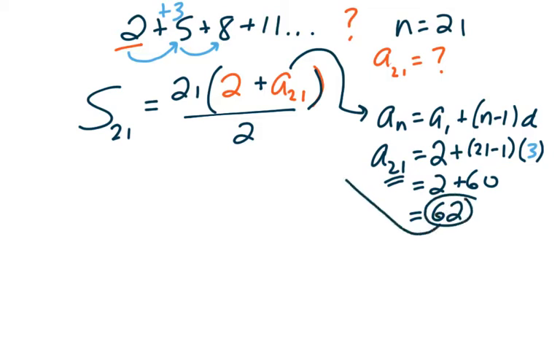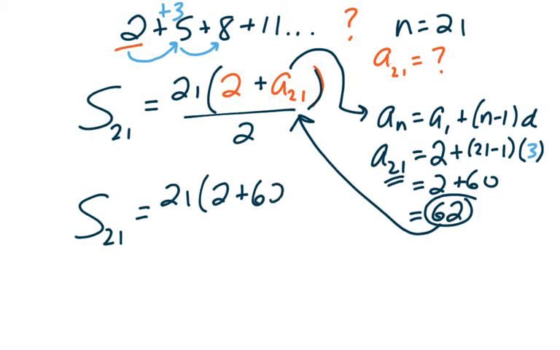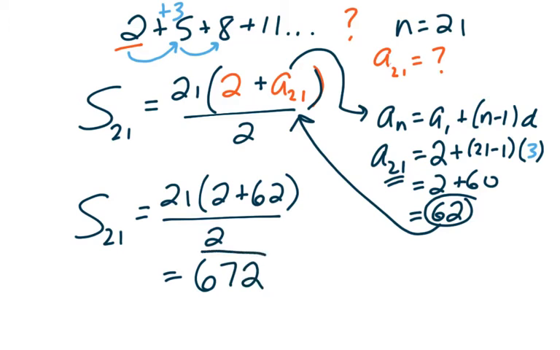Why don't we just cut and paste and plug them right back in, guys? Here we go. Ready? S sub 21. The sum of 21 terms is 21 times 2 plus a sub 21, which we found out was 62, all divided by 2. All right, that would be 62 plus 2 times 21 and then divided by 2. The whole thing should equal 672, sorry. And there you go, friends. That's a great start to arithmetic sequences and arithmetic sums. Great job, everybody.